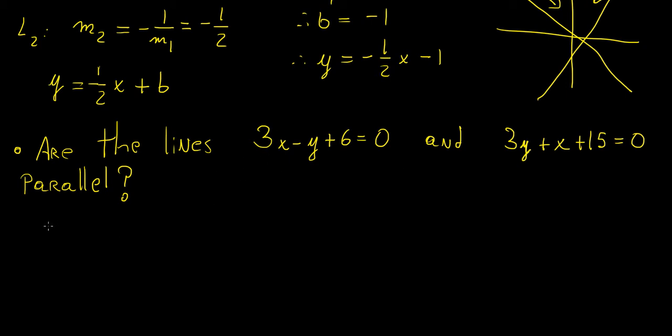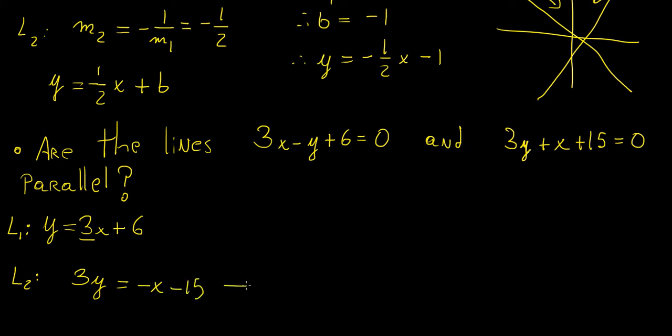So this first one is going to be y equals 3x plus 6. So we can already tell that the gradient is going to be 3. Now for the second one, let's call this one line 1, and then line 2 is going to be the following. We have 3y equals minus x minus 15. And then if we divide both sides by 3, we're going to get y equals minus 1/3 x minus 15 over 3, which is 5.